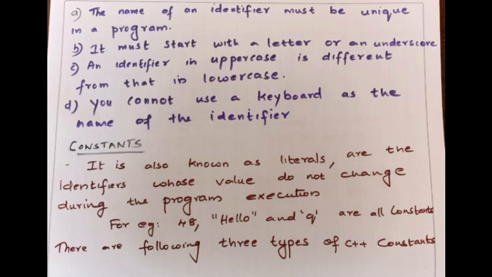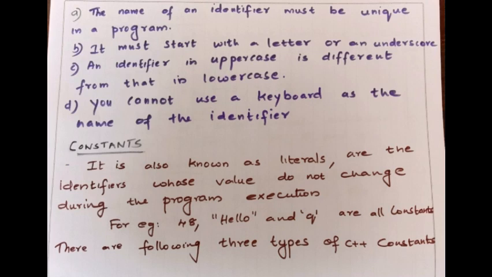There are some rules to be followed when defining identifiers. First rule is the name of the identifier must be unique in a program, like roll number. Then it should start with a letter or an underscore. These are the rules to be followed when we are creating an identifier. Next, identifier in uppercase is different from lowercase. Okay, that is case sensitive, and you cannot use a keyword as the name of the identifier. Okay, these are the rules to be followed when you are defining identifiers in C++.